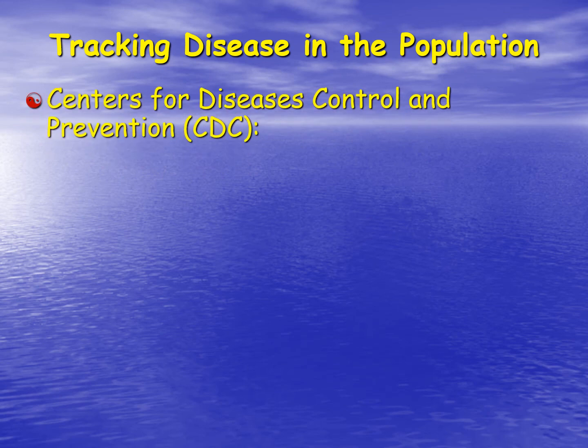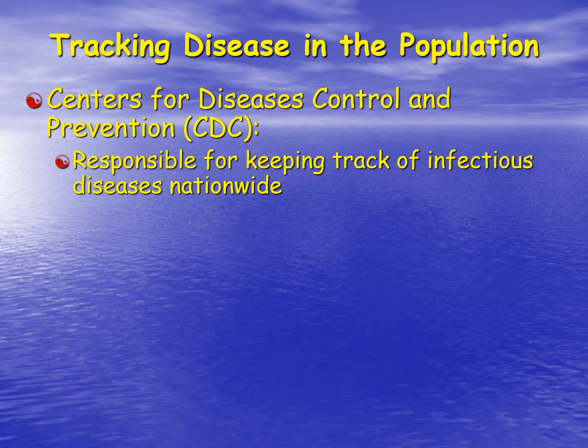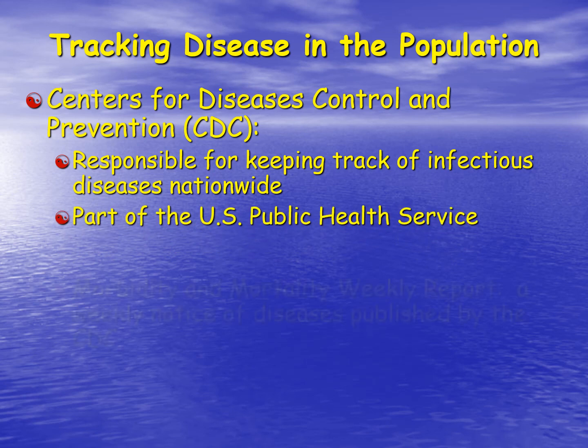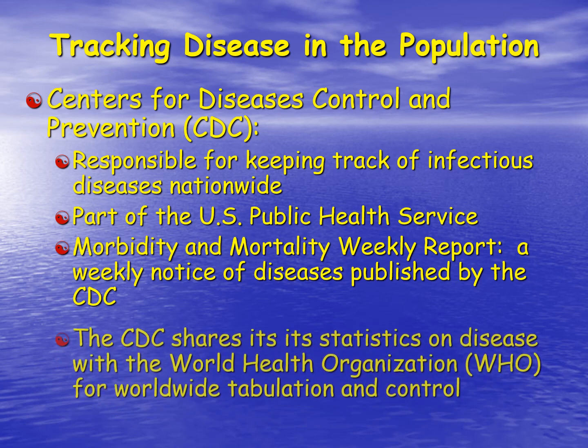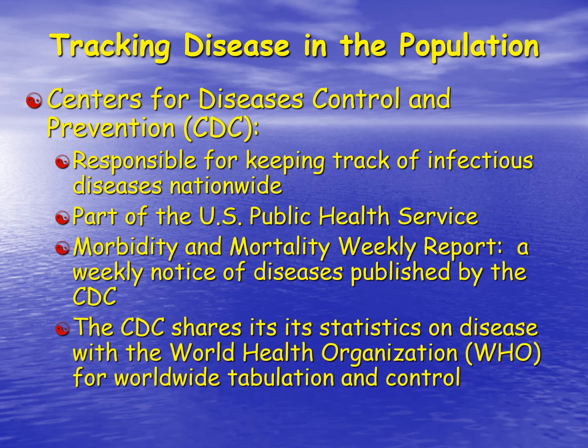The Centers for Disease Control and Prevention, the CDC, located in Atlanta, Georgia, are responsible for keeping track of infectious agents in the United States. They are part of the U.S. Public Health Service, and they publish a Morbidity and Mortality Weekly Report of the notifiable diseases. And this is a weekly notice of diseases that are reportable in that year or over time. The CDC will share its statistics on disease with the World Health Organization for worldwide tabulation and control. And then there are some other reporting agencies as well that will also be involved with CDC and WHO.